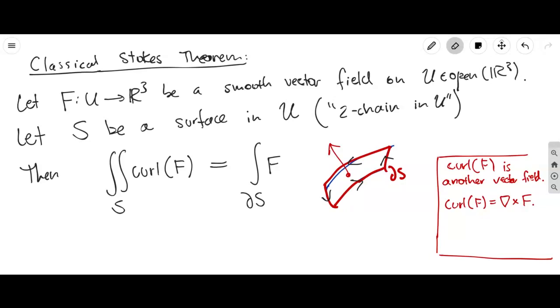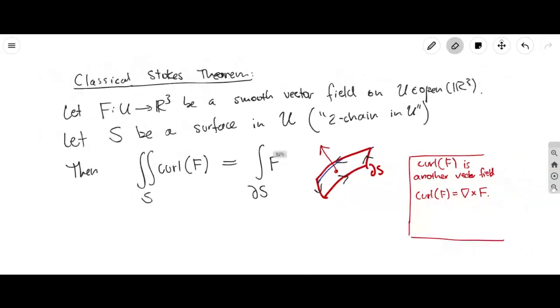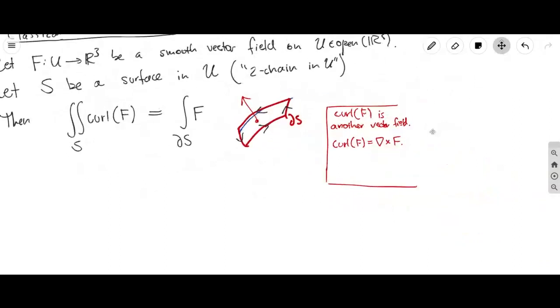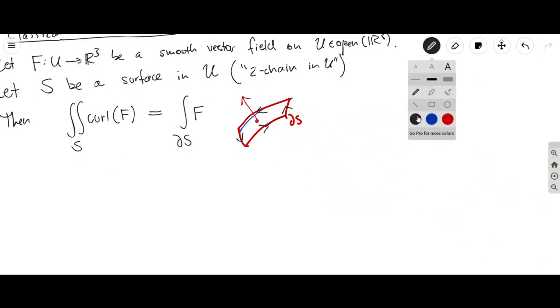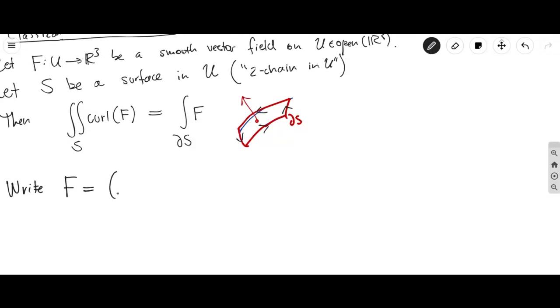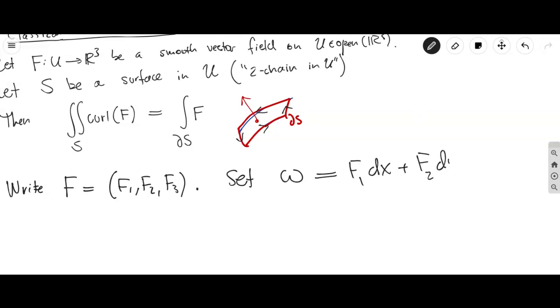So how is this related to what we're doing? Here's how it's related. It's actually quite simple once someone shows you what the connection is, and then you just have to do the calculation to check. So the idea here is this. Our vector field, you're going to write the vector field. You have three component functions. And now you're going to set omega to be equal to the differential form that you get from the three components: f1 dx plus f2 dy plus f3 dz.